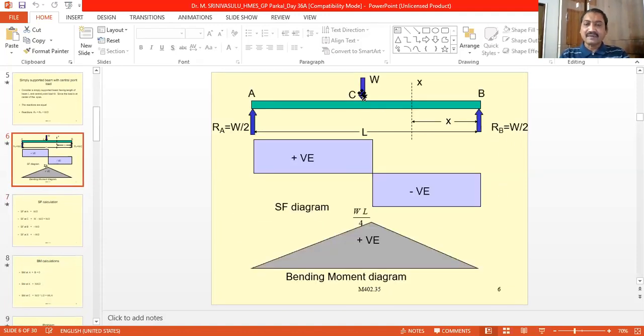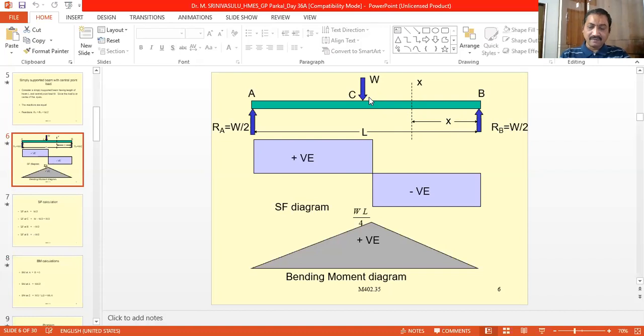shear force at C. Now to find out the shear force at this point, just consider a section here. To the right we got two forces. One is the upward force of W by 2 and another is the downward force of W. This is acting downwards to the right of the section and this is acting upwards to the right of the section. So this is negative and this is positive.